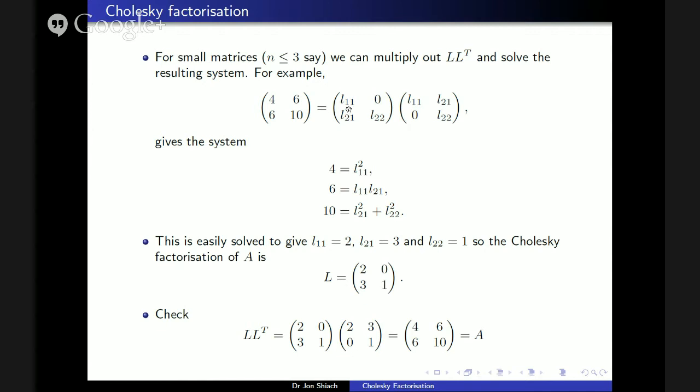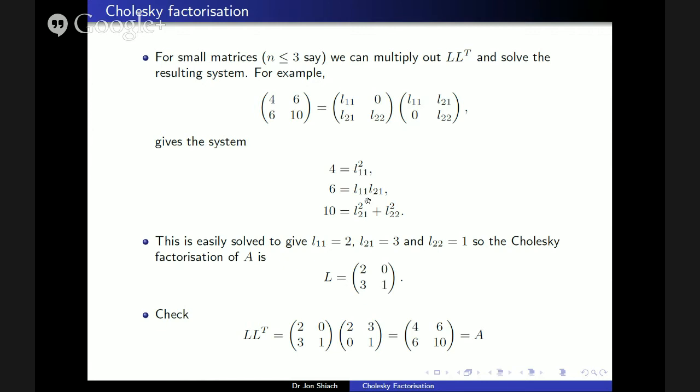L11 is first row, first column. So first row, first column of A is 4. And if I multiply first row by first column, I've got L11 squared. This element is 6, which should be equal to L11 times L21, if I just do matrix multiplication for that element there. And bottom right, second row, second column is 10, which is L21 times L21 plus L22 times L22. Okay, so I've got this system.